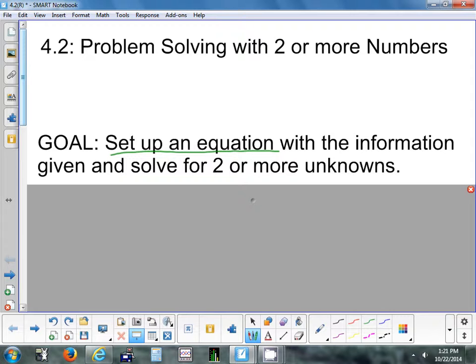So on that sheet that Mr. Roy is passing out where it says 4.2, fill in the name of the section. Under goal, write down the goal.